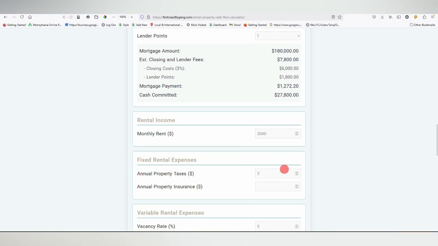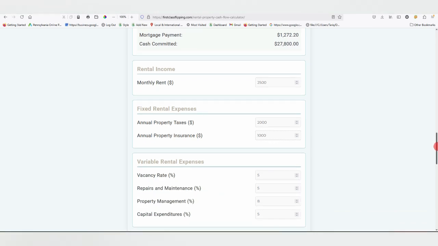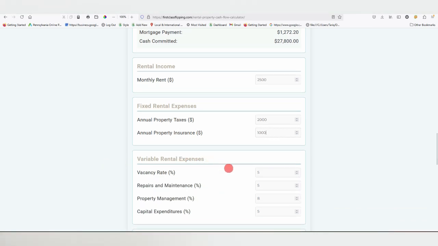Let's say $2,000. Again, you can put in whatever it is for your particular situation. I'm just doing this for the sake of the video. Let's say annual property insurance is $1,000. Now here, these are like your variable expenses.